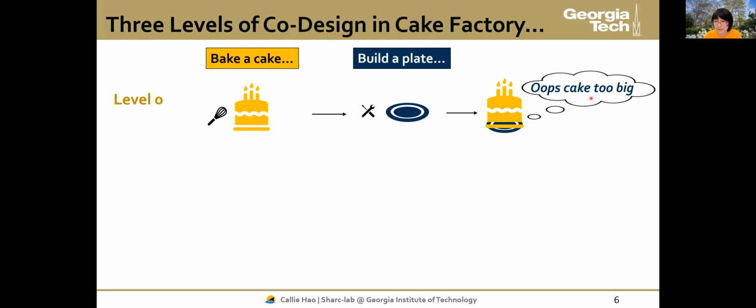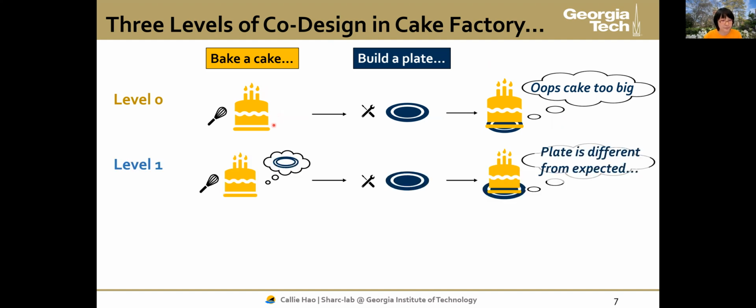Maybe your cake is too big for the plate. And what's happening is that you have to go back to the factory and bake the cake again. So this is an iterative approach. It's very wasteful and time consuming. Now we want to be smarter. We come to level 1 co-design. Now when we're building a cake, we have something in mind. We keep the size of the plate in mind, and based on this estimation, we decide how large the cake we want to build. So we build the cake with the plate size in mind, and then we build the plate and we place them together. Well, this is smarter, but things can still go wrong.